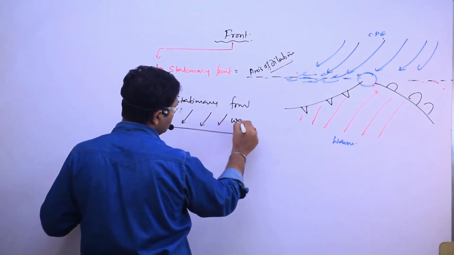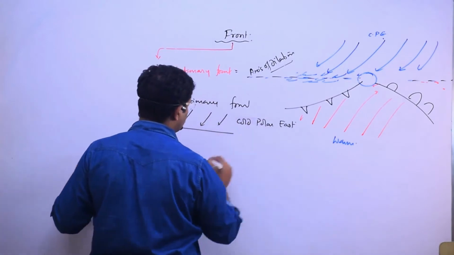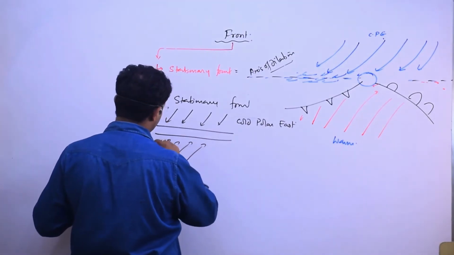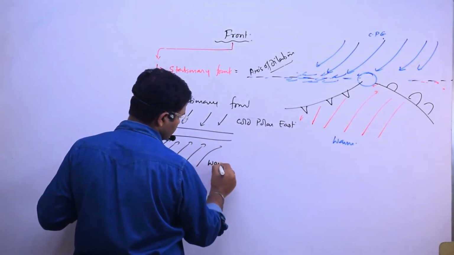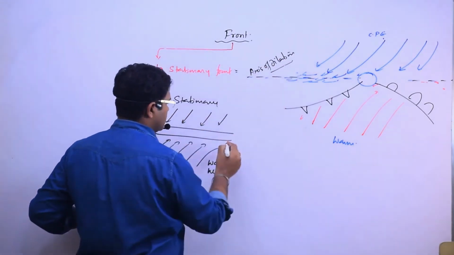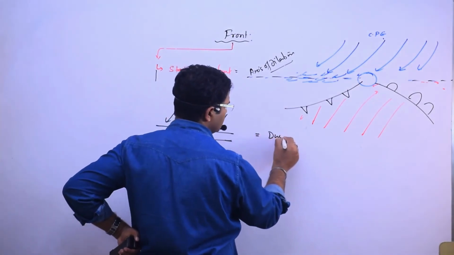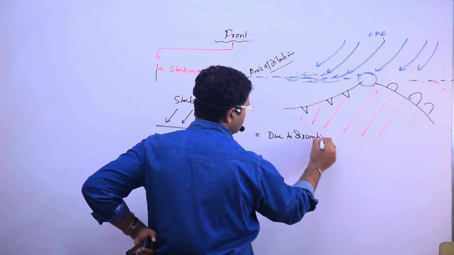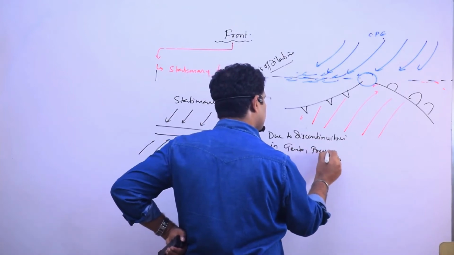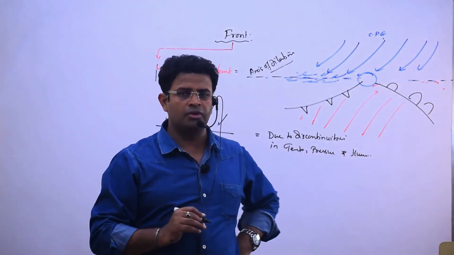This is, I said, the cold polar westerlies, and here it is, I said, the warm westerlies, and this is the stationary front. And why have they formed? Due to what I said, discontinuities in temperature, pressure and humidity.